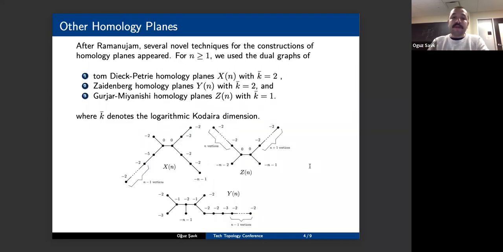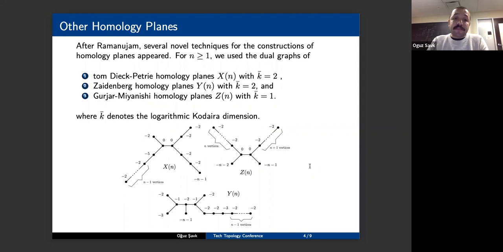After Ramanujan, several techniques appeared in algebraic geometry. Here we study Tom Dieck, Petrie, Zeidenberg, and Gurjar-Miyanishi type homology planes. As you see, we have three infinite families called Xn, Yn, and Zn.